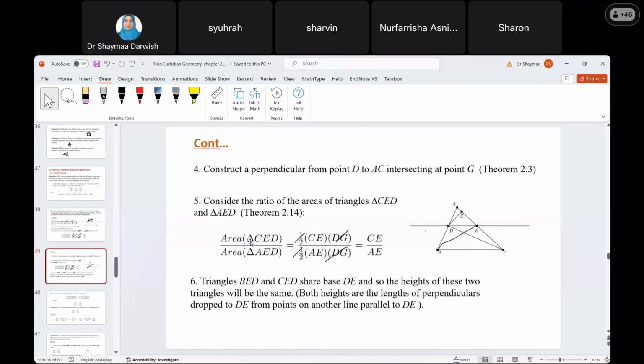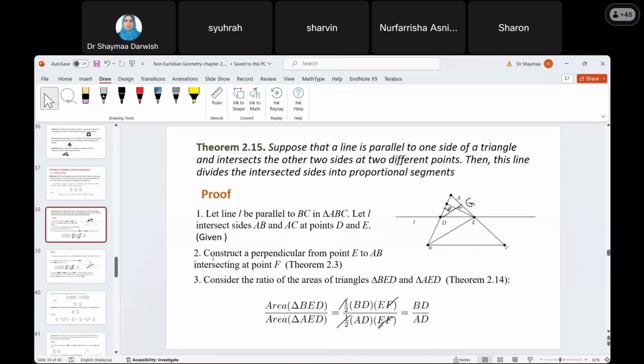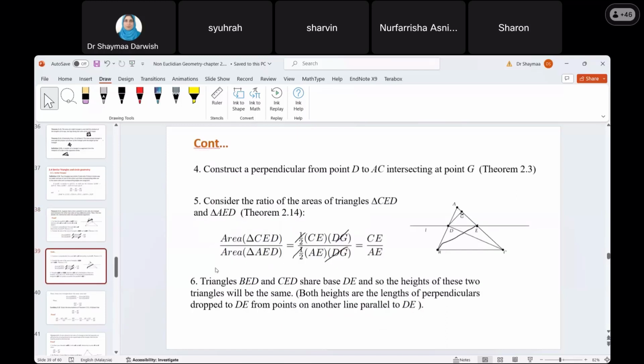So now you have these two ratios. I need to prove that this area over this area is equal to this area over this area. I have the same triangle in the denominator, but the triangle above is different: here I have BED, here I have CED. So what is the relation between BED and CED? These two triangles have the same base and the same height.